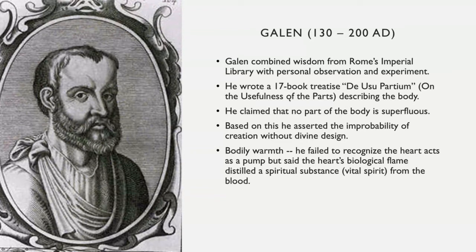The Usefulness of Parts is one of them. It's describing the body parts. Notice this: he said that everything in our body is important. He asserted the improbability of creation without divine design, back then. And then, of course, he didn't know many things that we know today, for example, bodily warmth. He didn't recognize that the heart was the pump, but he talked about vital spirit, a spiritual substance from the blood.